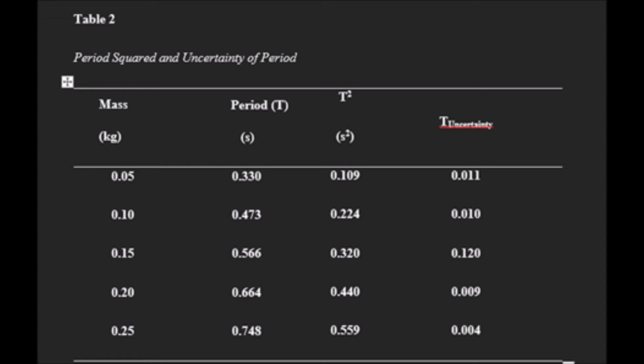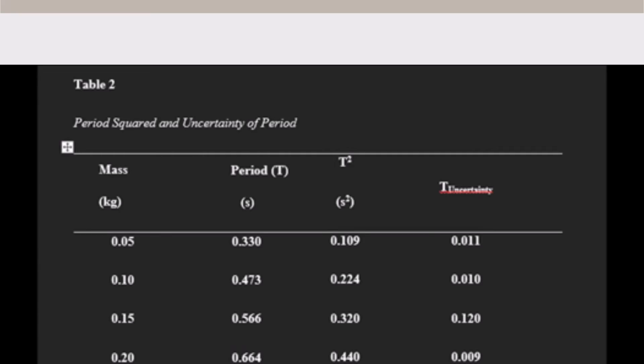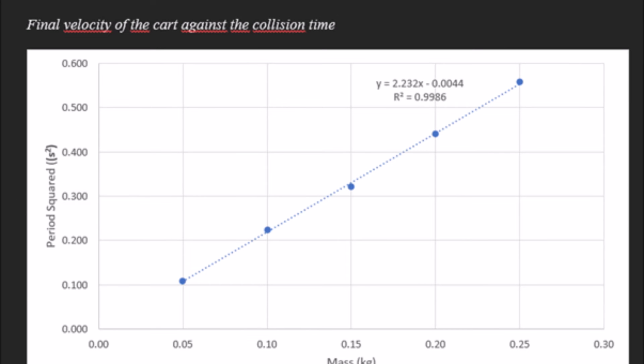The uncertainty of the period is calculated, which shows that the highest uncertainty is seen when the period is 0.566 seconds. As seen in figure 1, the data from table 2 are graphed. The regression equation and the correlation coefficient are obtained. There is a positive linear correlation between the mass and the period squared of the spring pendulum, which shows that the period squared is proportional to the mass.